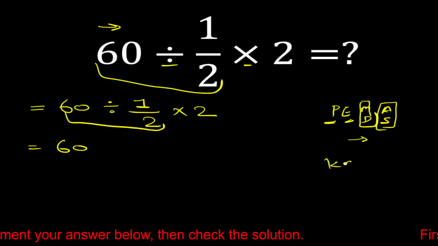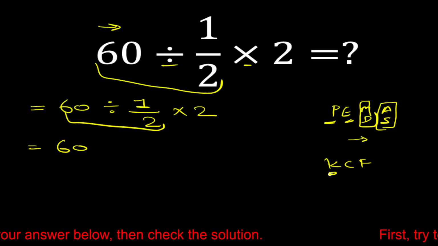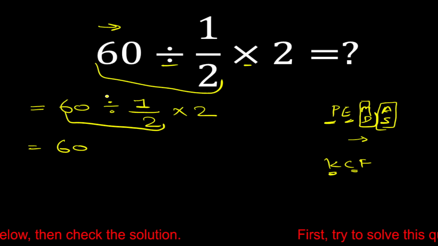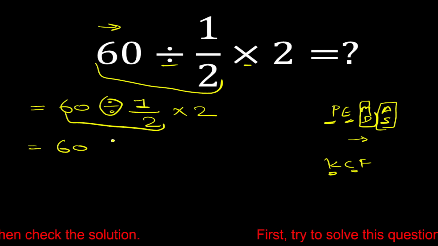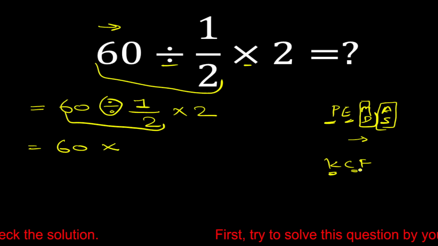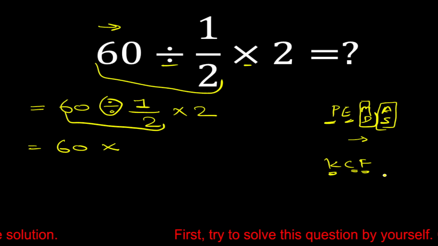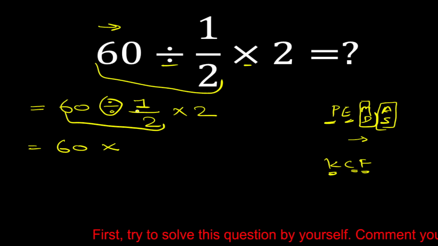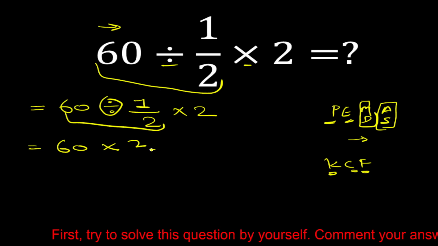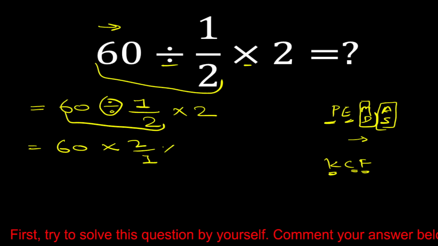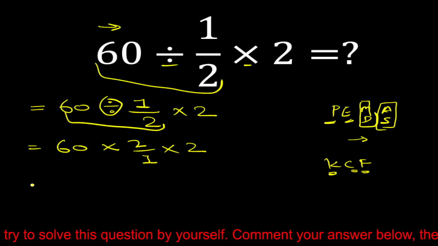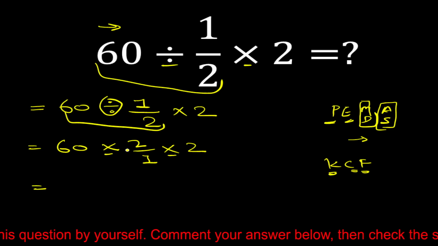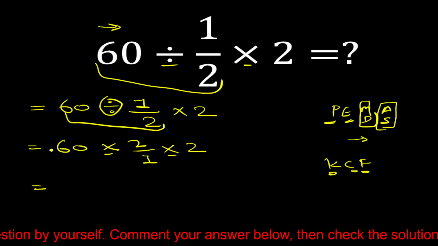According to the KCF rule, keep the first fraction as it is, then change the sign. So change the sign from division to multiplication. And now the F means flip the second fraction. So F means flip 1 by 2, flip this fraction to 2 by 1, multiplied by 2. Okay. Now here is one multiplication and here is one multiplication, both have equal priority.